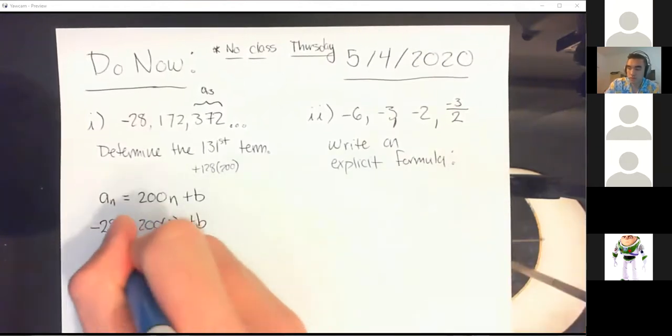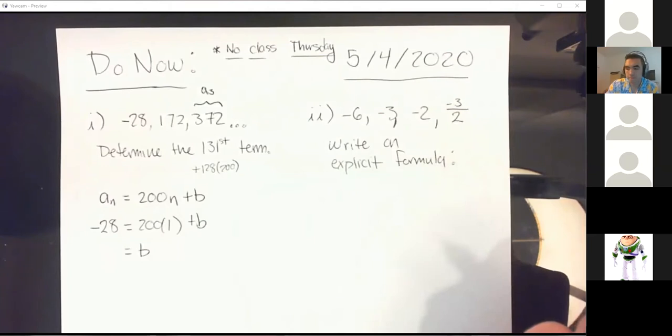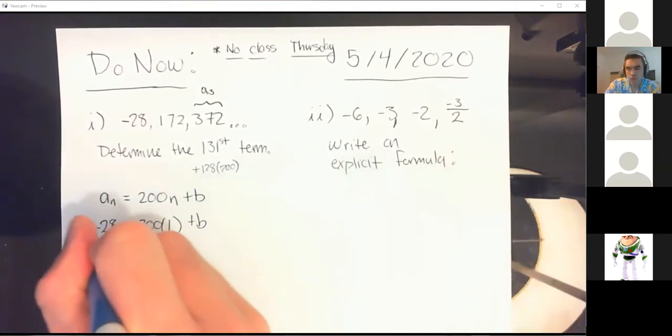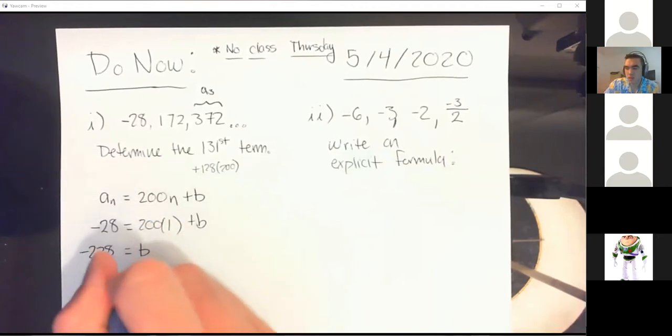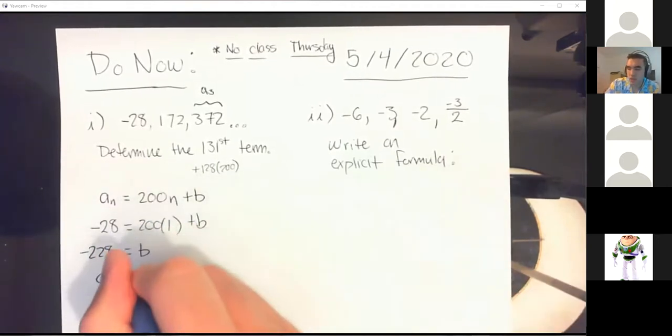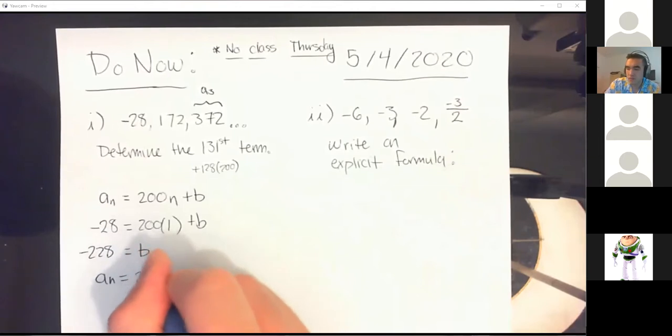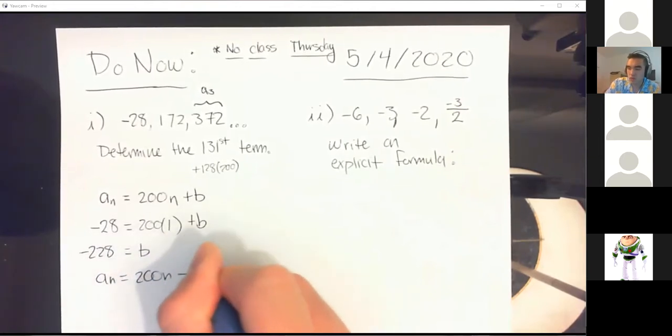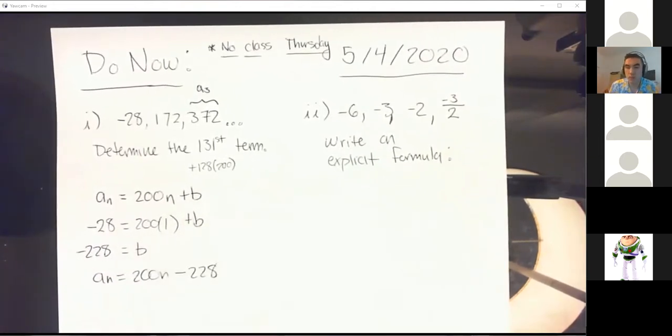B is equal to 172? Negative 228. This is to say that our sequence generator is going to be equal here to 200n minus 228. So this captures both our common difference and the constant needed to get the correct first term in the sequence. And so getting the 131st term makes this as simple as substitution.